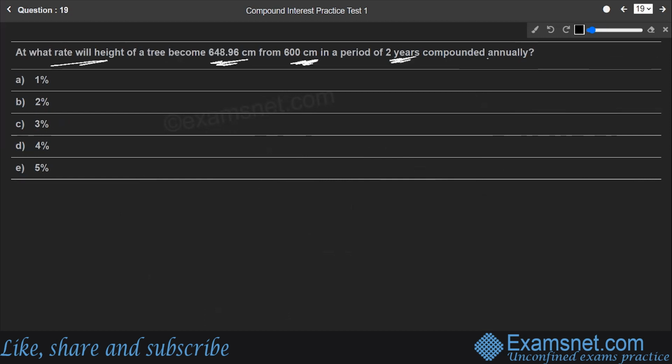Now, at what rate will the height of a tree become 648.96 centimeter from 600 centimeter in a period of 2 years compounded annually? So 600 is the original height, so that can be treated as principal value, the first value. 648.96 is the final height, so that can be treated as amount, the final amount. Time is given as 2 years, compounding is done annually, and the rate value we have to find out.